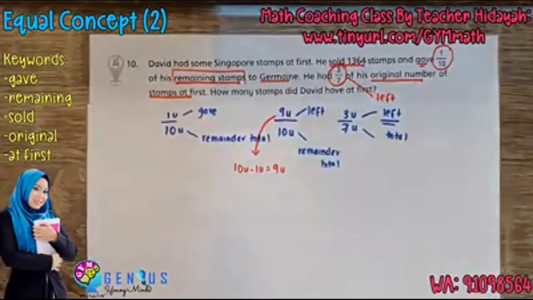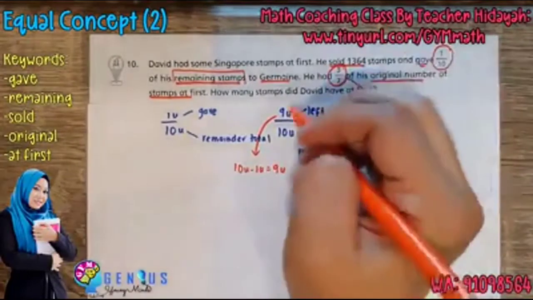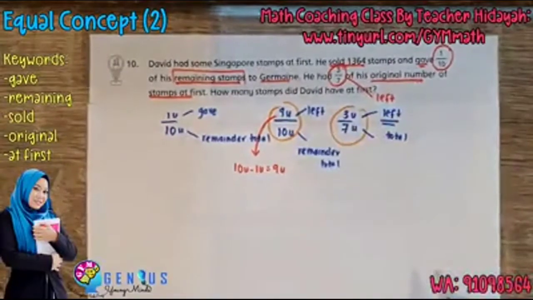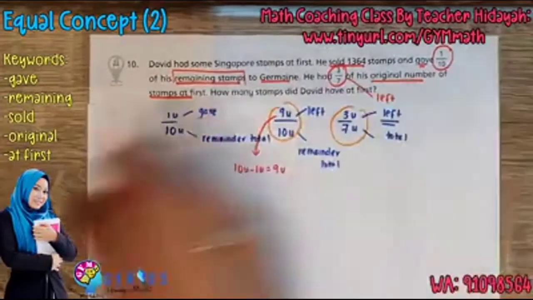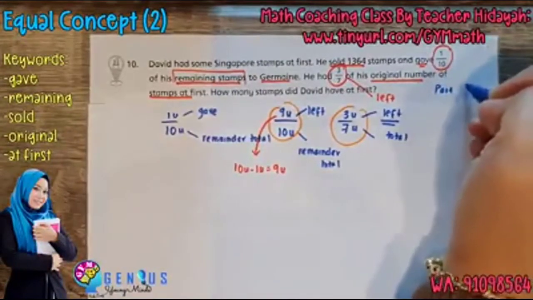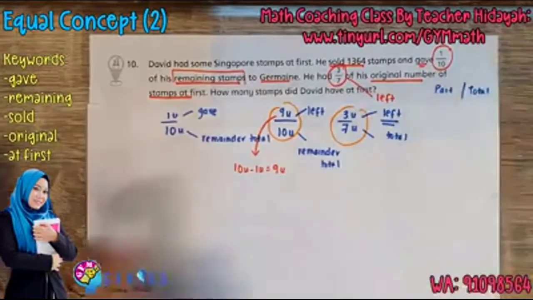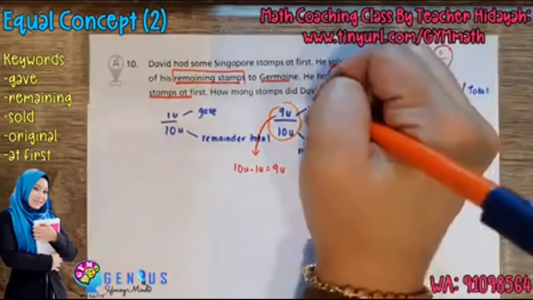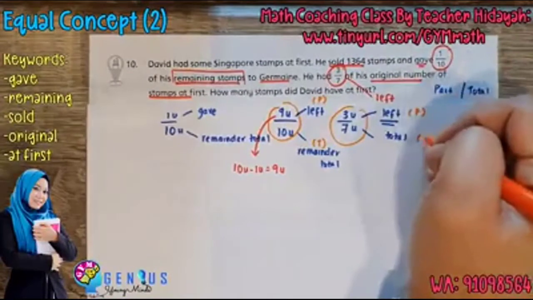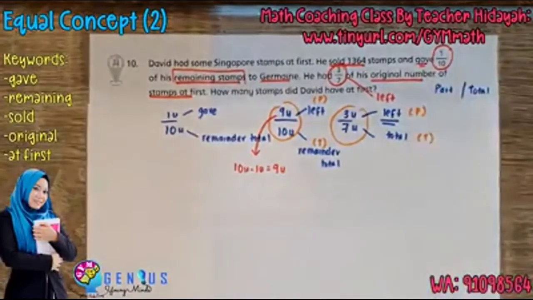So I'm going to focus on this fraction and this fraction. Especially for the equal concept, you need to identify the part and the total. The top one is always my part. This is my part, and this is my total. This is my part, and this is my total. So I have all the information there already.